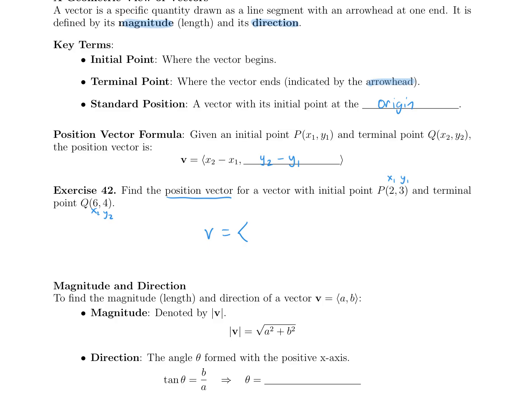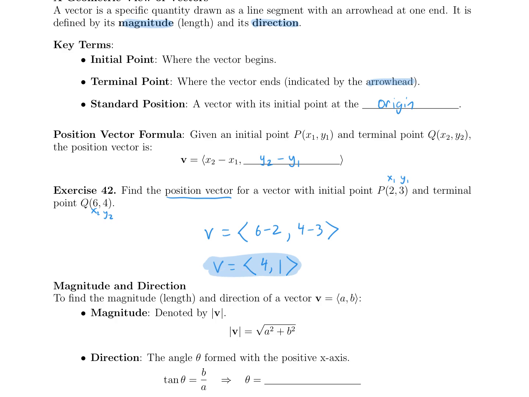So in the first one, the difference of the x's will be 6 minus 2, comma, 4 minus 3. Close your vector off. So the final vector will be 4, comma, 1. Okay, so that is it for that one. That's how you find position vectors.